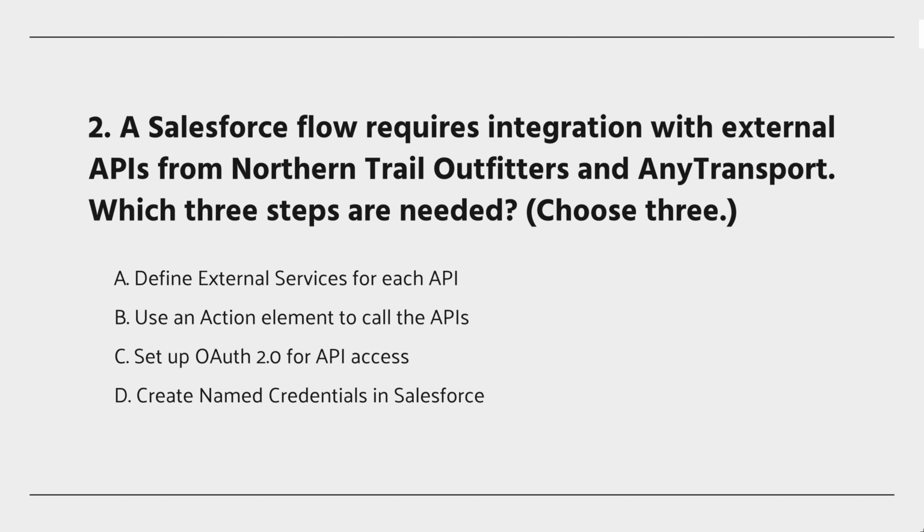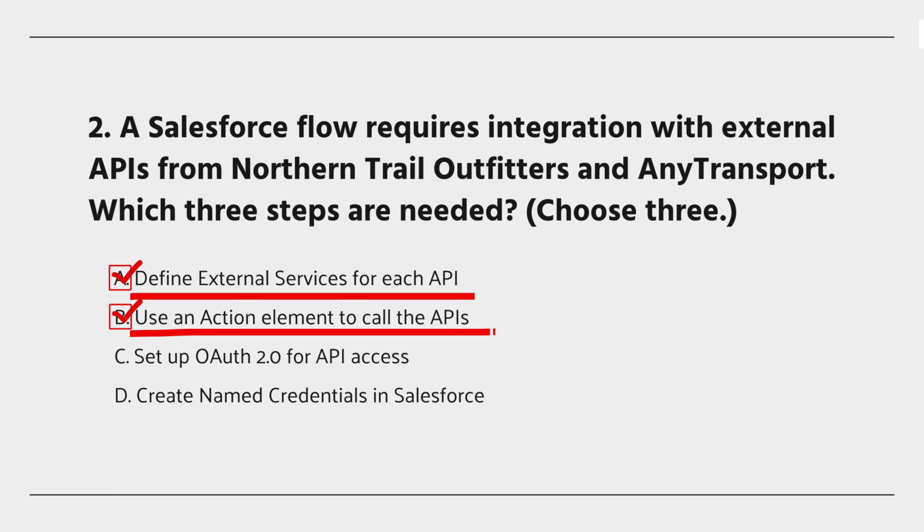So, the correct answers are: using an action element lets the flow directly call the external API, which keeps things smooth and integrated. External services in Salesforce make API calls easy to set up and manage, helping to bridge Salesforce and external systems. Named credentials securely handle API authentication, so Salesforce can connect safely to external services.